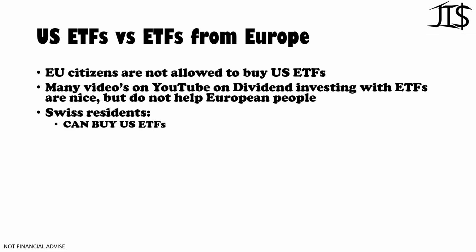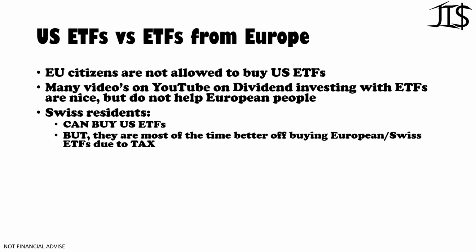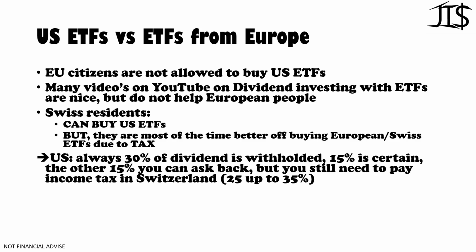And in fact, also not the Swiss residents, although they can buy the US ETFs, they still have tax implications. So when you receive a dividend from the United States, 30% is always withheld, and 15% of that is certainly for the US government. The other 15%, as a Swiss citizen, you can ask back when you declare it on a special form to the Steuerverwaltung.